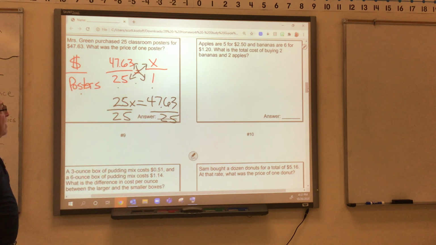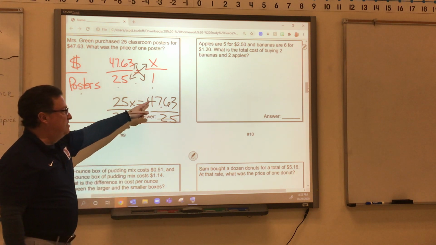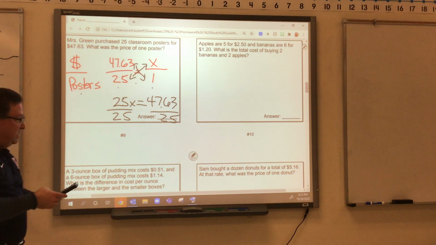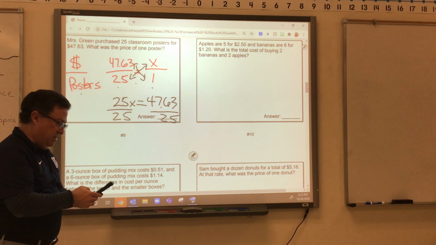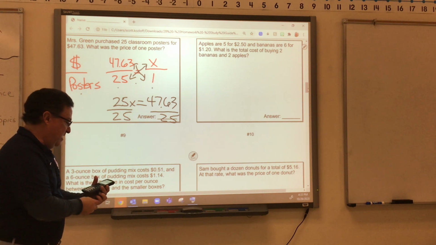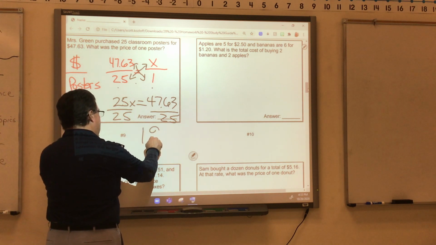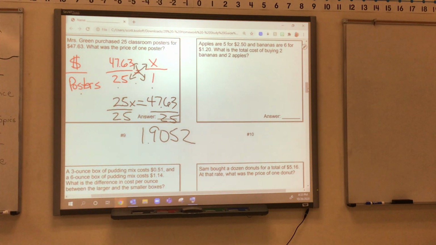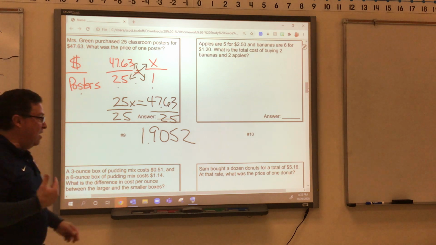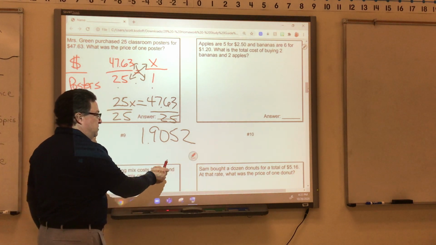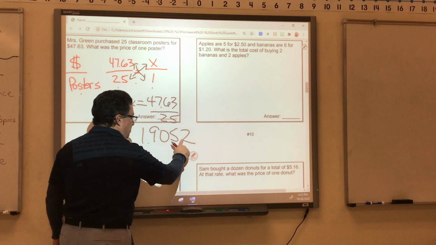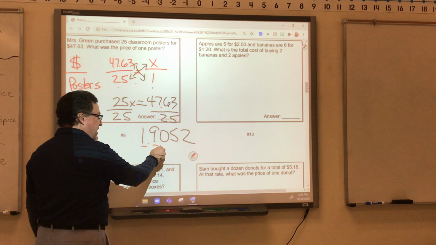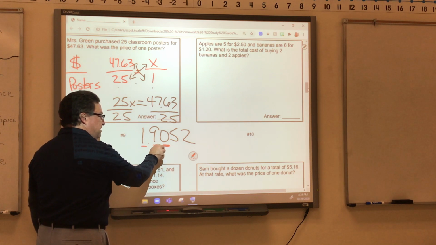To find out the price of 1 poster, I need to divide 4763 by 25. I'm going to do that for you now with my trusty calculator. And I'm going to get 19052. Now, in our money system in the United States, we know that we only have 2 values behind the decimal. So I need the 1, I need the 9, and I got to decide about the 0.